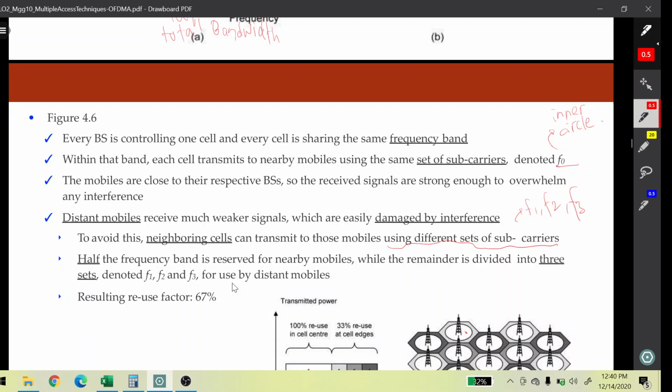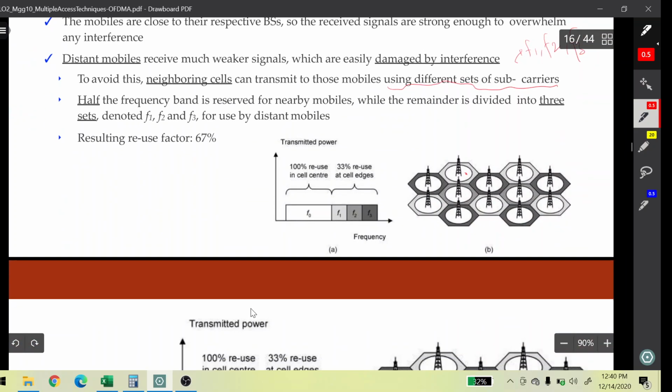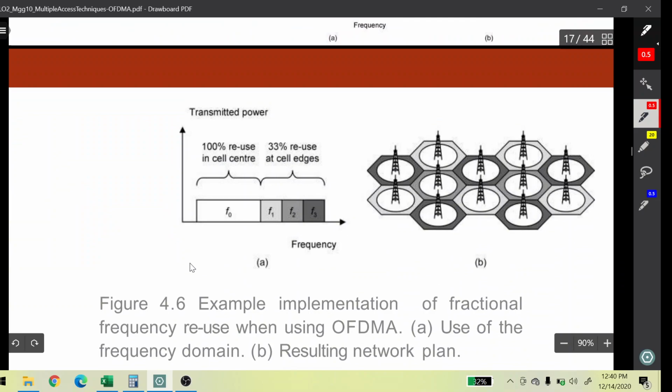Half the frequency band is reserved for nearby mobiles, while the remainder, the other 50%, is divided into 3 frequencies F1, F2, and F3 for use by distant mobiles. The resulting reuse factor is 67%. This is what we have discussed previously. 50% goes to the inner circle, and 50% is divided into 3 frequencies for the outer circle. This is the concept of the LTE. This one is 0.5, this one is 0.5, 50, 50.